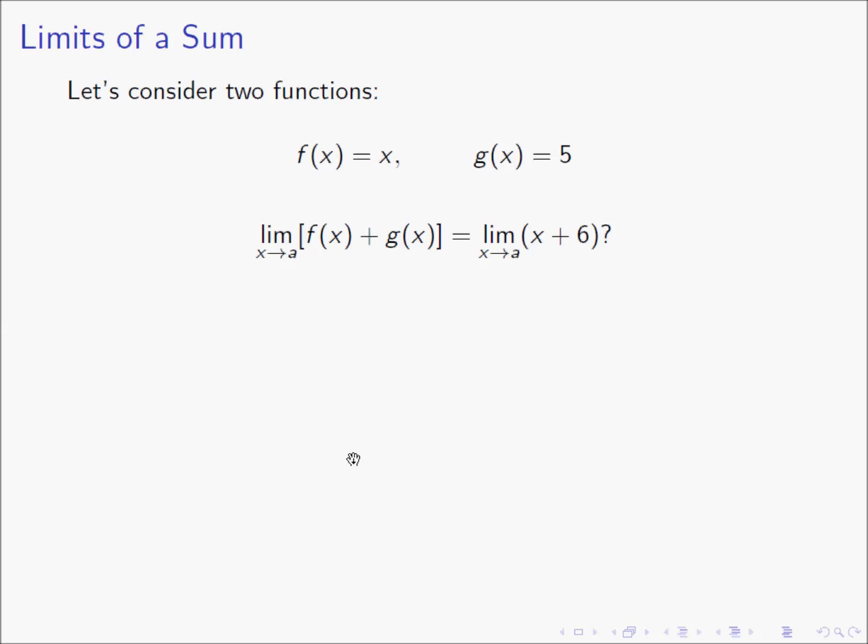And the answer is that to calculate the limit of a sum, you calculate the limit of each of the terms and then sum the limits. That is, the limit of the sum is the sum of the limits. And here we already know that the limit of x when x approaches a is a, and the limit of this constant is the constant.